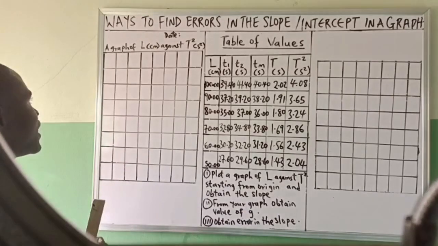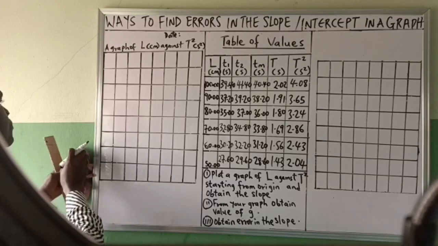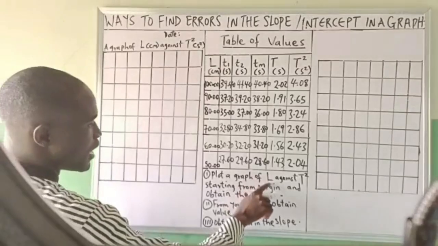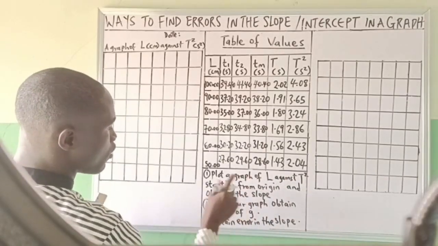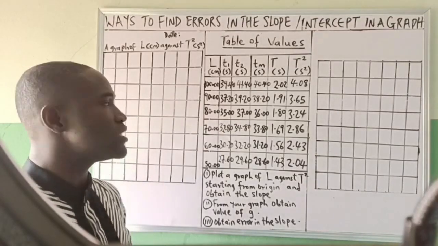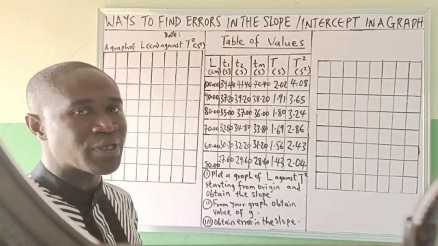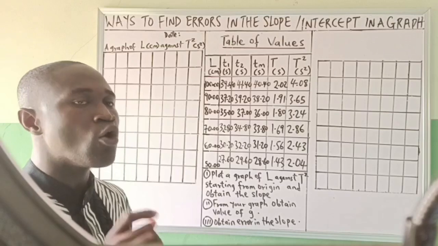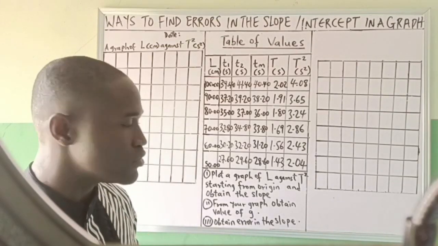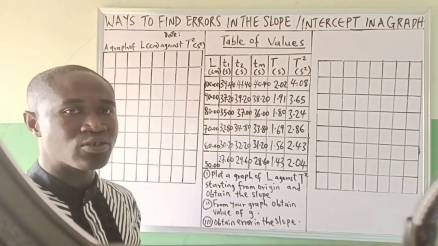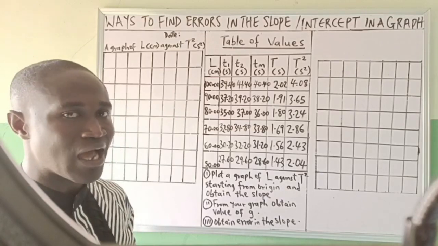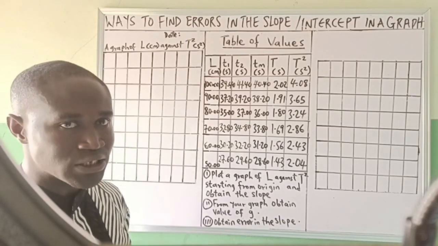Label your Cartesian axis. How do we do that? To label it, remember they say plot a graph of L against T squared starting from origin and obtain the slope. Please, we have posted a video on how to choose appropriate scale. I repeat, we have posted a video on how to choose appropriate scale. Check our channel, just type Chidon's Daniel, how to choose appropriate scale during graph plotting. You'll see the video, then you watch it.